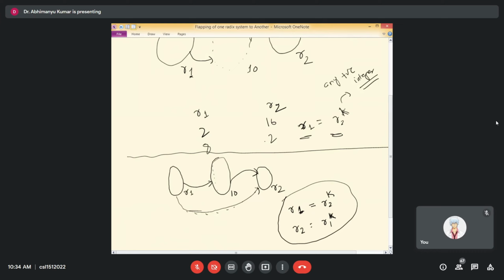What is the alternate way? We have a definite way to convert from R1 to 10 and 10 to R2. That's it. I'm just discussing these things till now. I am not yet discussing how we convert R1 to 10 or 10 to R2, and how we convert R1 to R2 directly if we have this kind of facility, if R1 and R2 are related in this way. Till now we have not discussed, right? So any question till now? Is it clear now? Yes, sir. Okay, fine.